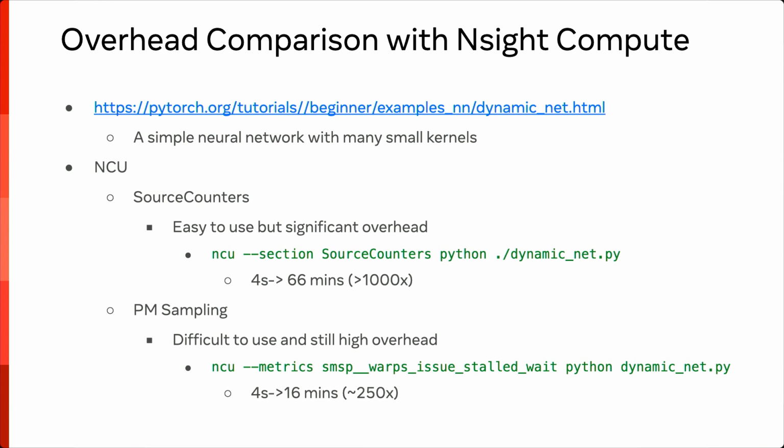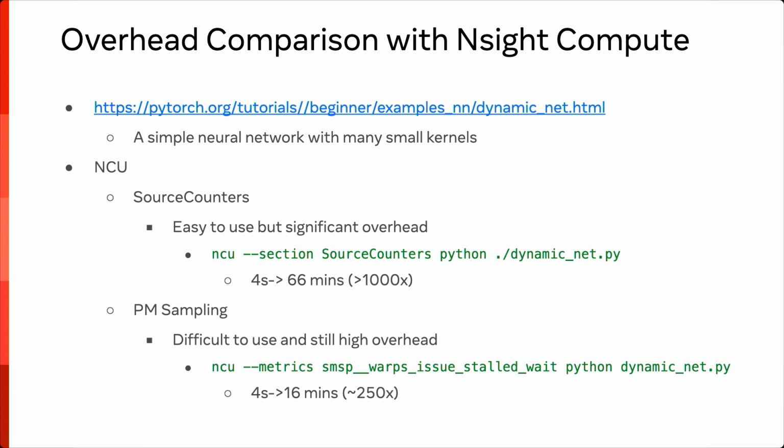Here's the overhead comparison when you use instruction sampling in Proton versus Nsight Compute. I use a simple tutorial offered by PyTorch, which is called Dynamic Net. This just defines a simple neural network with many small kernels. And using Nsight Compute, you can enable instruction sampling in 2 modes.